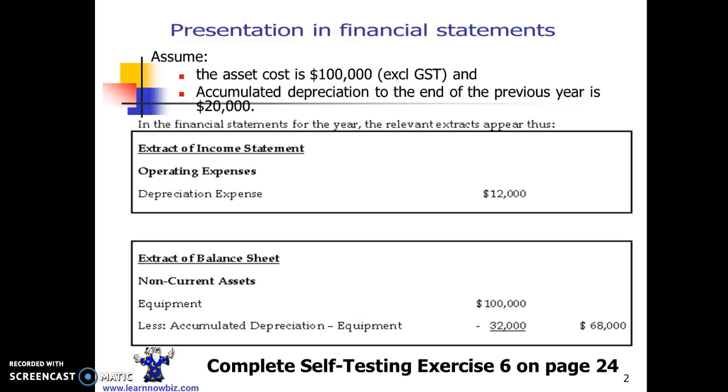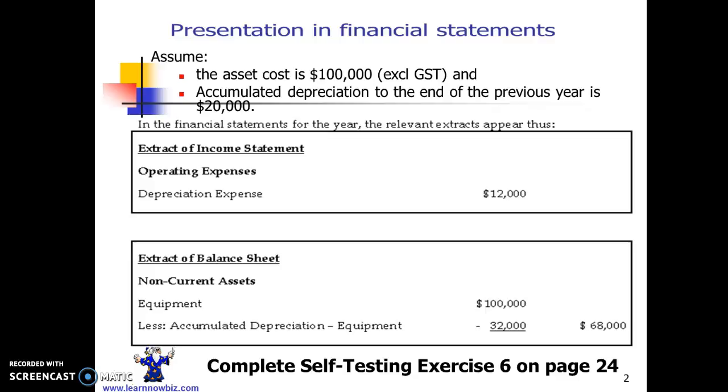Now let's have a look at the asset cost here, which is $100,000. Don't forget, it does not include GST. And the accumulated depreciation at the end of the previous year is $20,000. You'll see that depreciation is an expense, and the equipment and the accumulated depreciation is part of the assets.